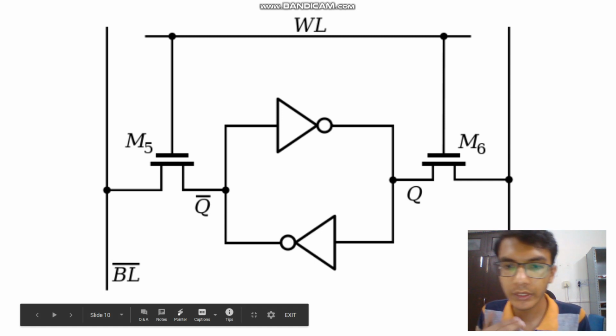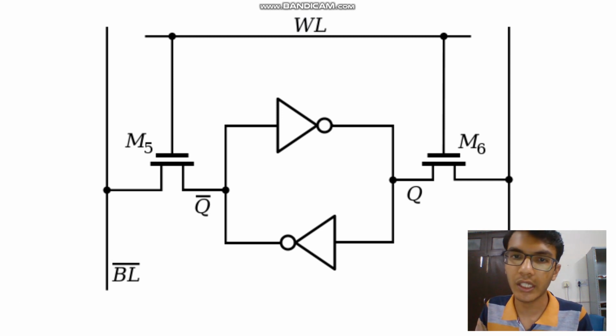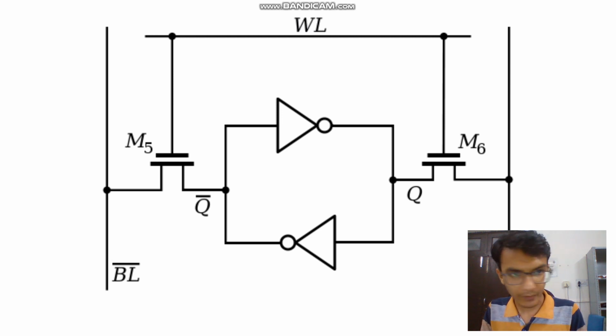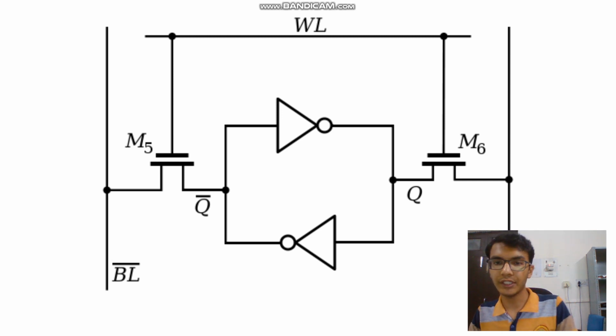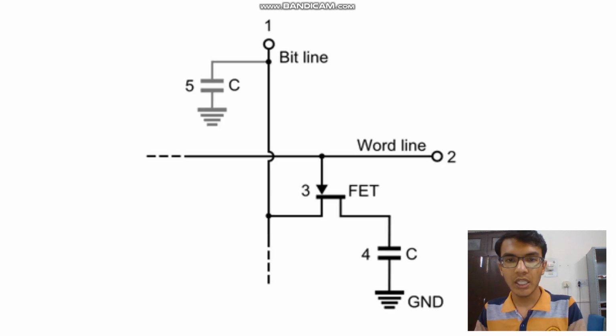Now if you want to read that data, the access line goes high, so both transistors are connected to both data lines, and the data at these points is transferred to each line. Using that we can access the data, and if you want to write data again, we pass data through these two lines, and that will be stored.